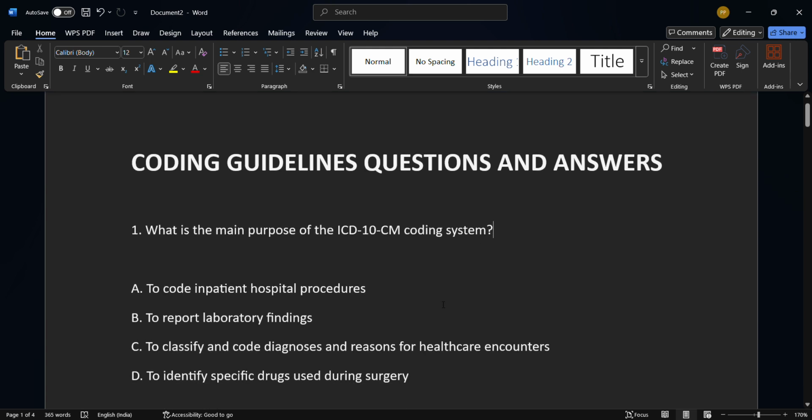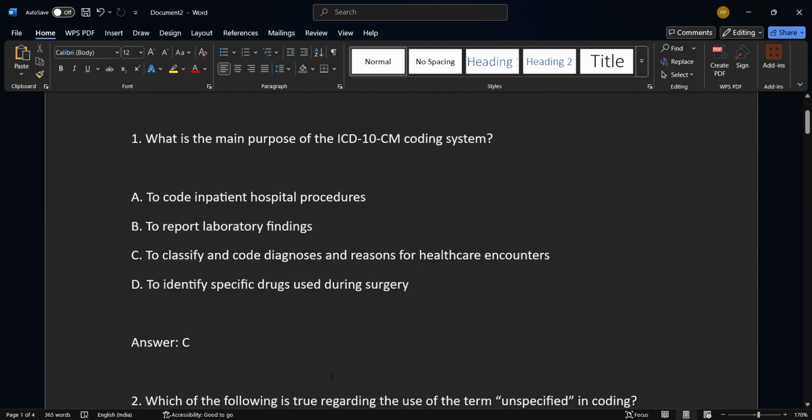I think everyone has to know about that. ICD means International Classification of Diseases 10 Clinical Modification. So it is completely related to disease codes. Let us check the options first. Option A, to code inpatient hospital procedures. Option B, to report laboratory findings. Option C, to classify and code diagnosis and reason for the healthcare encounters. And option D, to identify specific drugs used during surgery. The right answer is option C, to classify and code diagnosis and reason for the healthcare encounters.